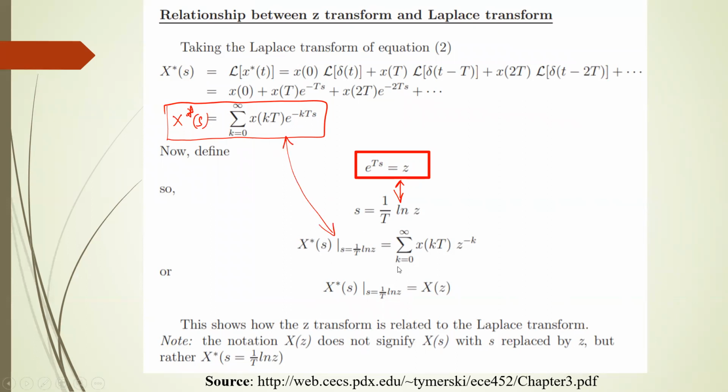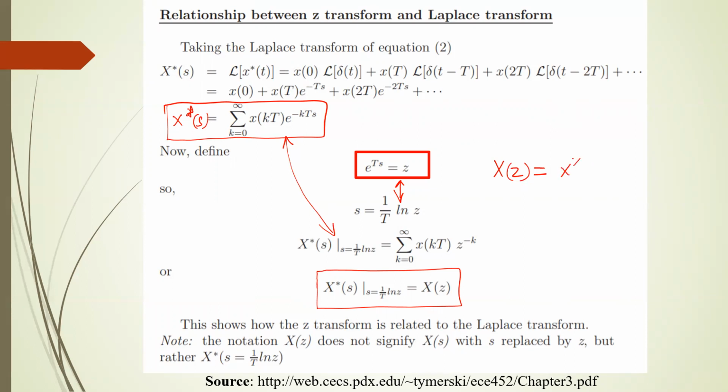This is the same expression, but just replacing s by 1 over T times the natural log of z, and hence we get a different notation, a different way of writing the above Laplace transfer function. So this is the basic definition for our discrete time transfer function. So this is how we get our discrete time transfer function. This can also be written in a different way.